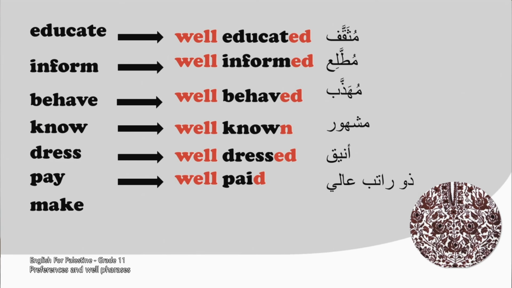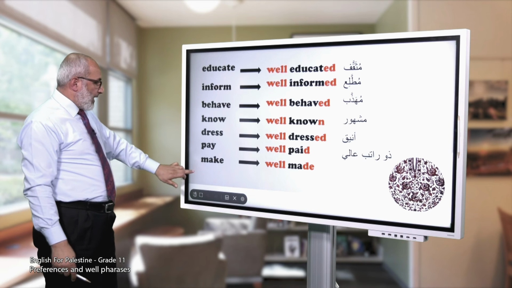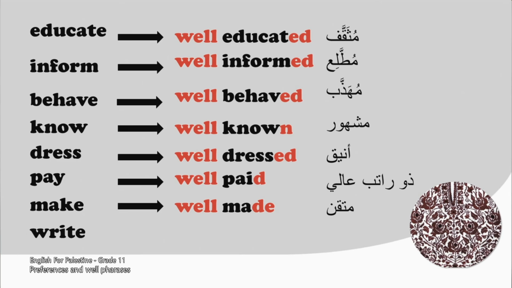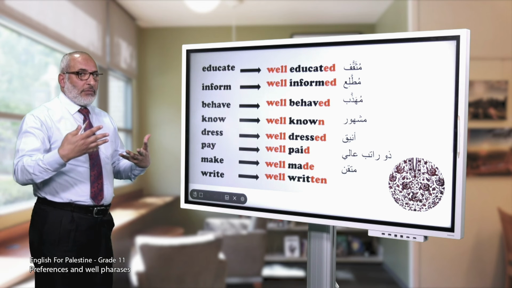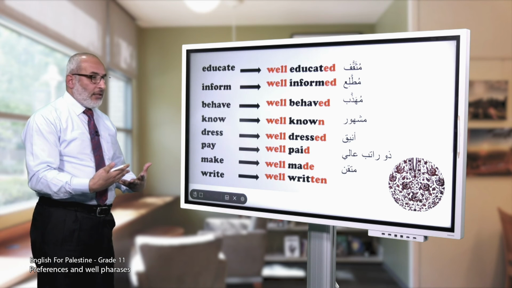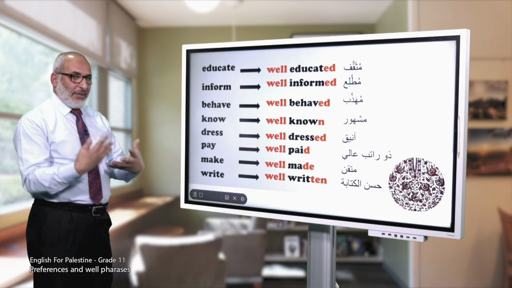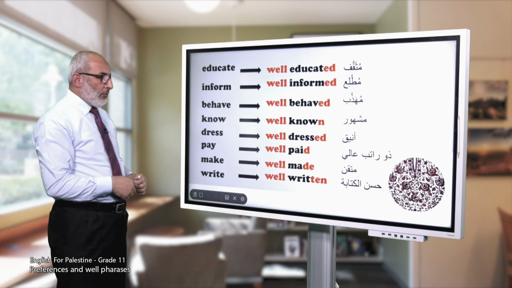And make, it becomes well made. Well plus the past participle of make is made, right? Which is mateen, something strong. The last one is write. Write becomes well written. This book is a well-written book, which means يعني حسن الكتابة, يعني مكتوب بشكل جيد أو كويس.